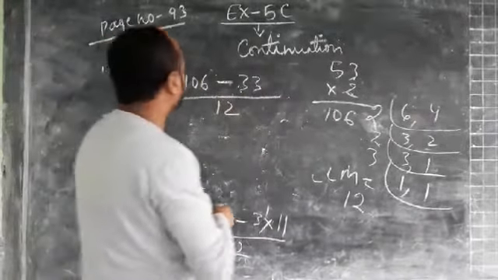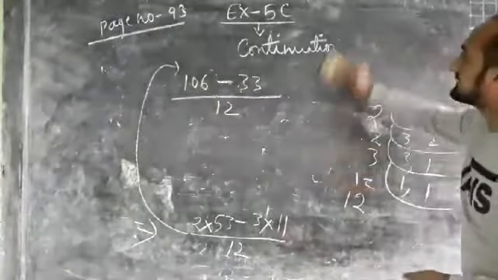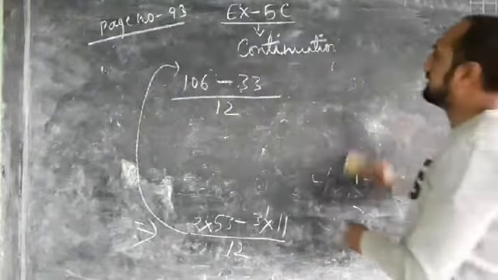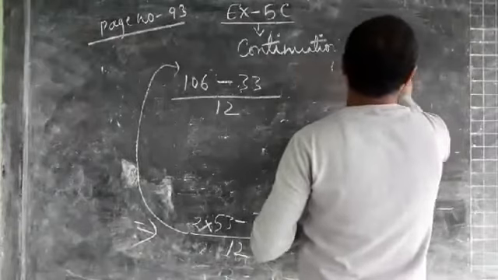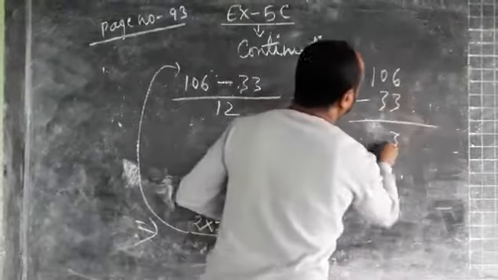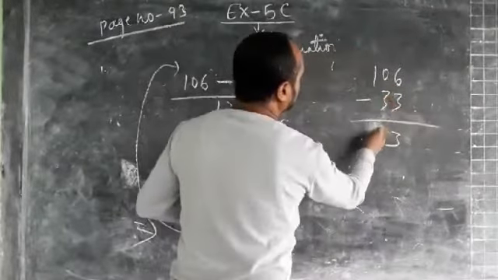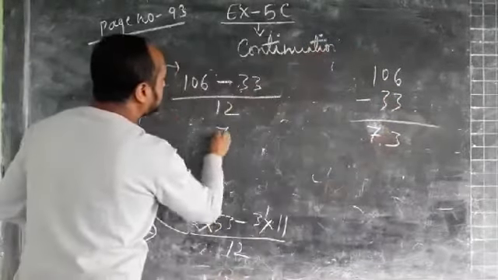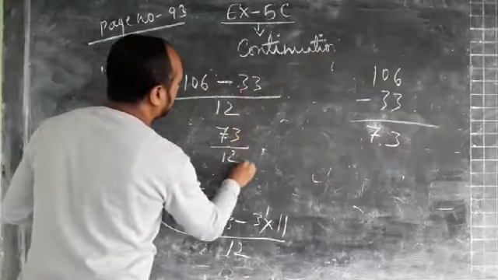Now next, what we can do is 106 minus 33. So you do it here. 106 minus 33. So 6 minus 3 is 3. 10 minus 3 we have 7. So here we will get 73 by 12.